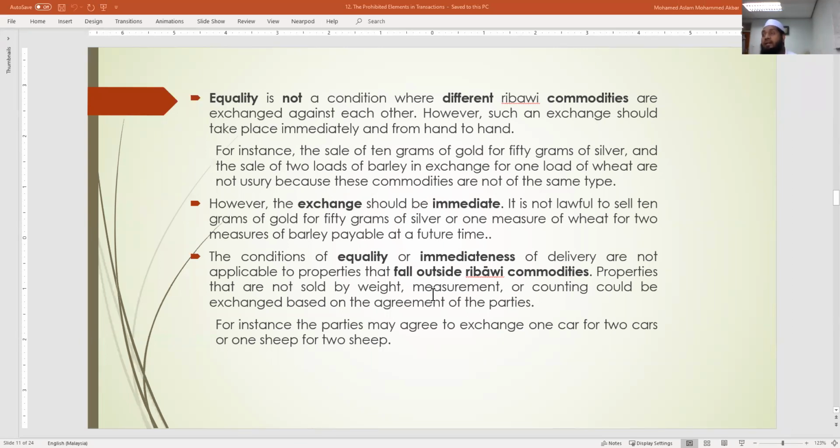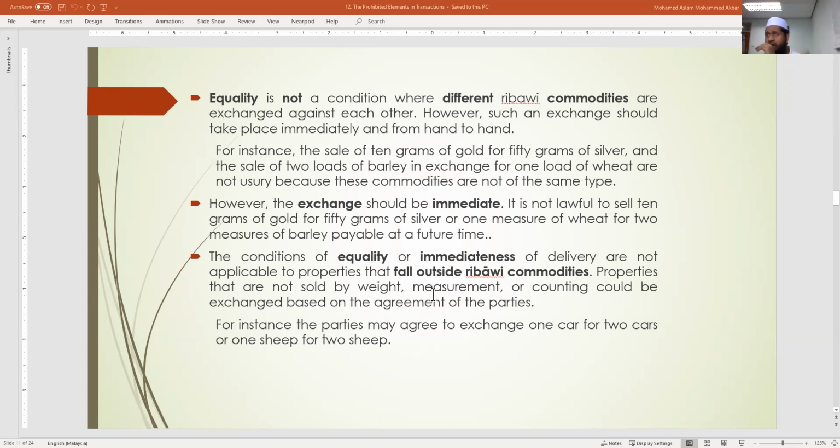For instance, the sale of 10 grams of gold for 50 grams of silver, I agree, because gold and silver are both currencies. It's like US dollar versus euro, or euro versus pound. It has to happen immediately. It cannot happen later. But what if I want to pay 100 euro for 100 kilo of sugar? It is not necessary that it happens immediately. I can pay you later, right? I can make deferred payment, because this is how we do business. However, the exchange of gold for silver should be immediate. It is not lawful to sell 10 grams of gold for 50 grams of silver on credit.